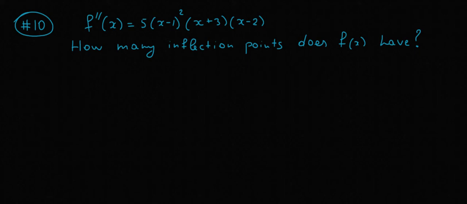In problem number 10, we're given the second derivative of a function. It's been already calculated for us, and it has even been factored out. And the question in the problem is asking how many inflection points does the function f of x have? Not the second derivative of f of x, but the original function f of x, which is not even given to us. How many inflection points does that function f of x have?